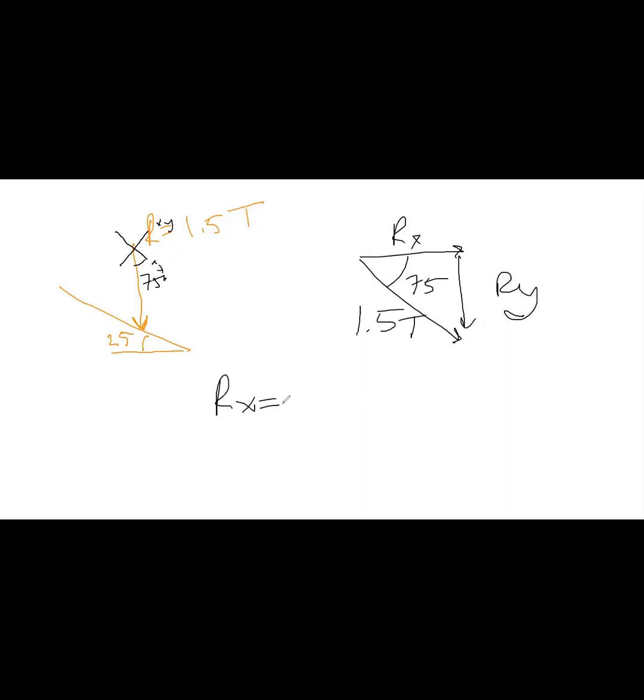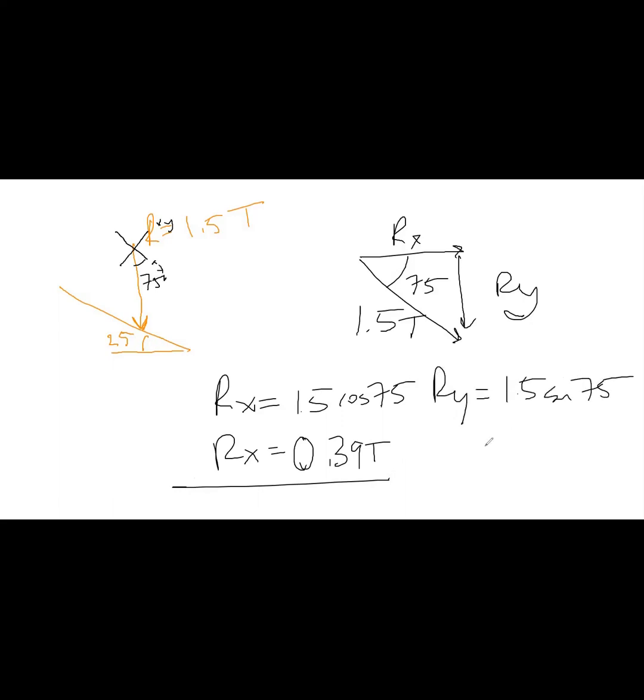So Rx equals 1.5 cosine 75, 0.39 tons. And Ry equals 1.5 sine of 75, 1.49 tons. Definitely not 75 degrees, is it?